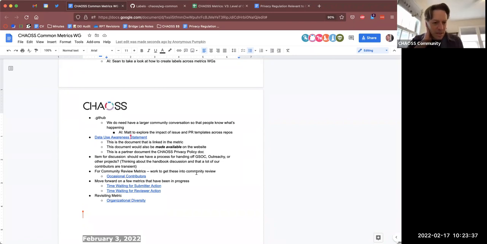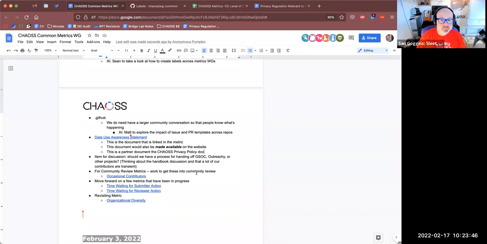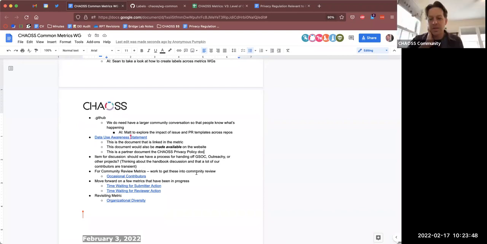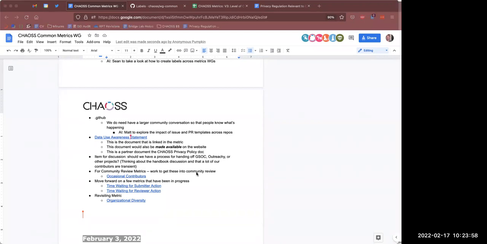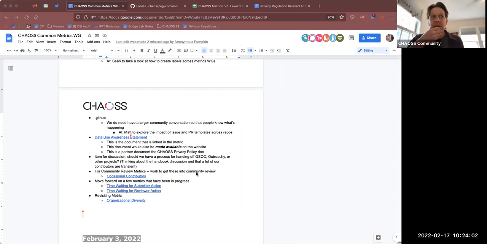I'm not sure. It seems like the .github repo has limits on the types of documents you can put in there that get picked up, like the naming convention. So if I put it in the .github repo, I'm not sure what names are available. But if it could go in the .github repo, that would be interesting.